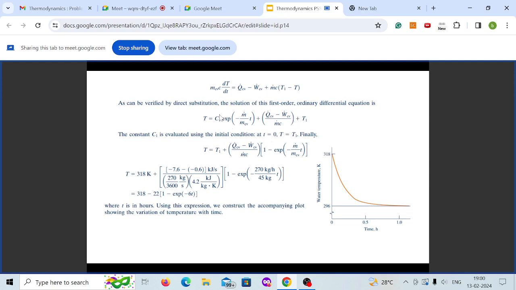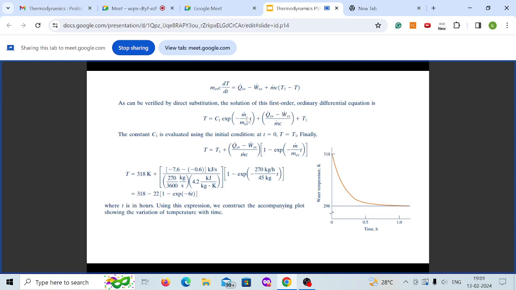Now we have to find the constant C1. We know that at the initial start of the process, the temperature is equal to 45 degrees Celsius at time t equals 0. So we substitute that and we can find C1. When we find C1, we substitute it in the expression, and we substitute all the other values.